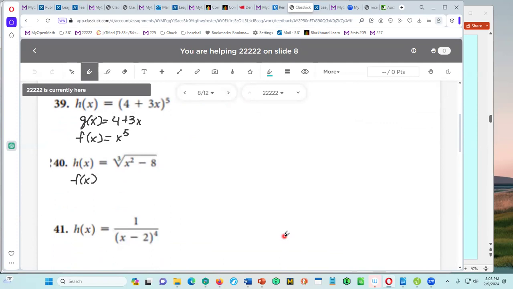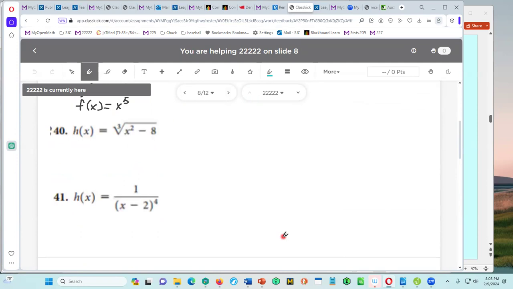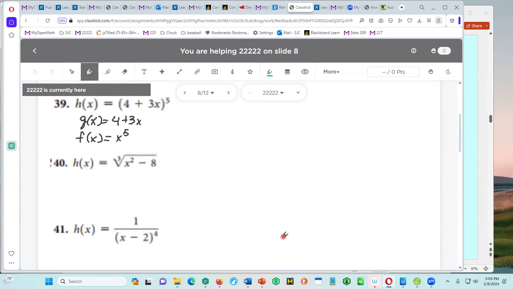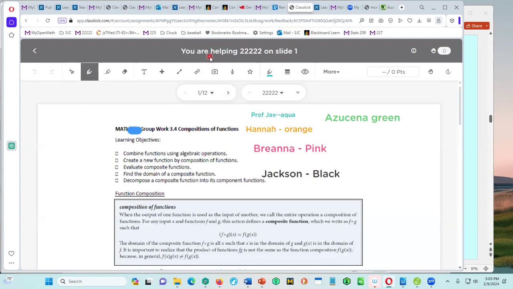So on slide 8 and following, y'all can be dividing the labor and just taking individual problems. But actually, what you should do is also look at the other ones, because that'll help you with the rhythm that this activity is intended to produce. We're looking for an inside function and an outside function.